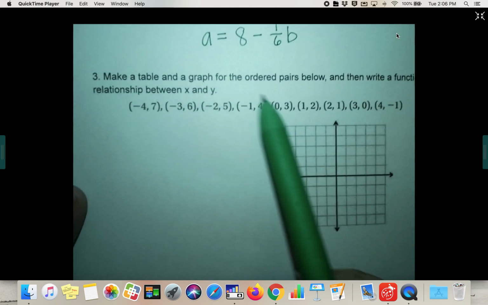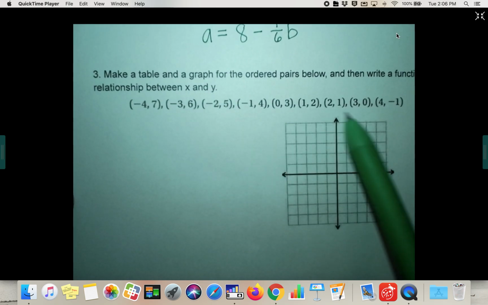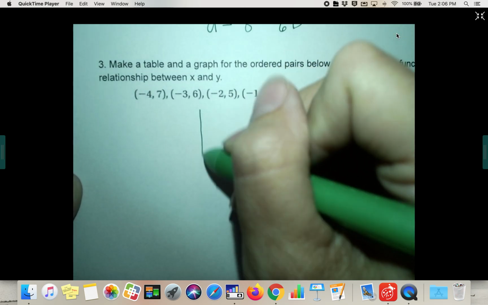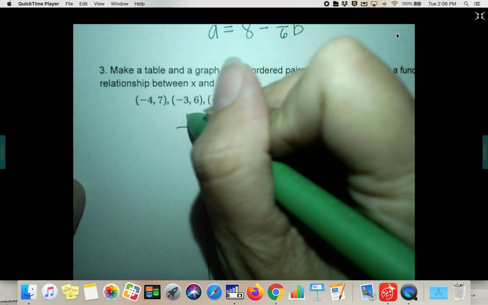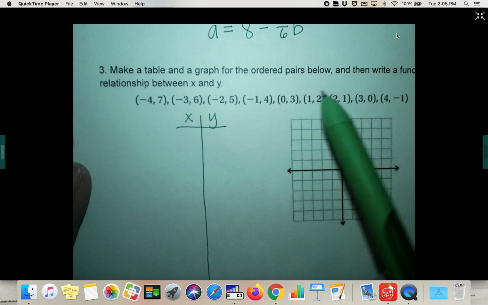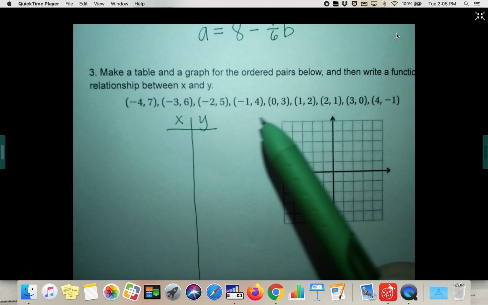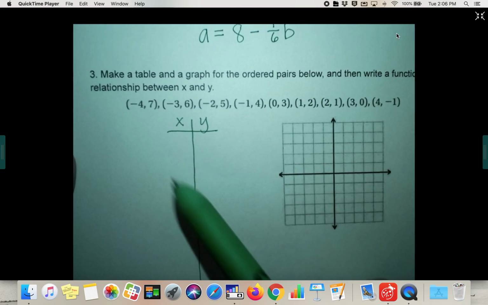Make a table and a graph for the ordered pairs. So it gave us a lot of ordered pairs. So this is going to be a long table. All right. First, I know it says then write a function rule, and so on. Let's first just write all these down in a table.